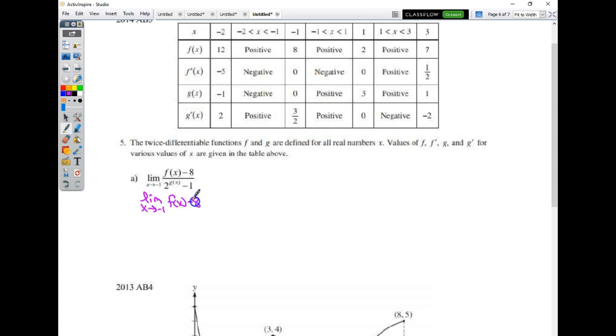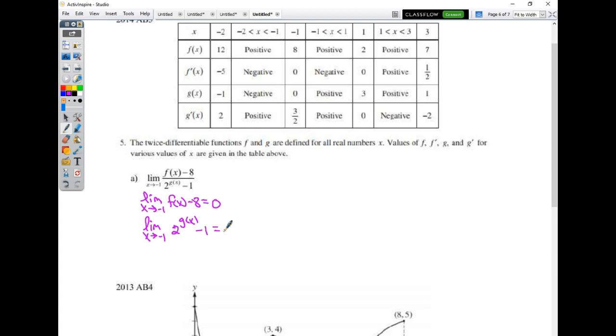easy setup. Just see what we get. The limit as x approaches negative 1, f of x minus 8 approaches negative 1. There we go. So I find the negative 1, and I find out that this is 8 minus 8. And the limit as x approaches negative 1 of 2 to the g of x. Okay, not looking forward to that.